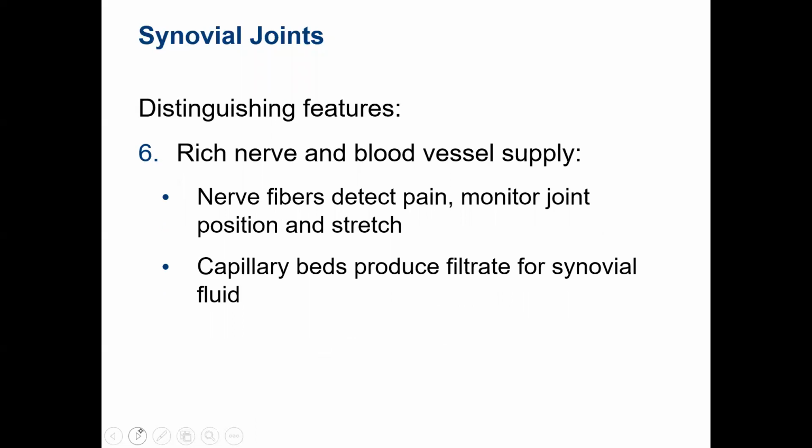Joints have lots of blood vessels to make that synovial fluid. And there's also nerves there. Nerve fibers detect pain, and they inform your brain of your position in 3-dimensional space so that you know where your hand is. You don't have to look at your hand, you know where it is without even looking at it.